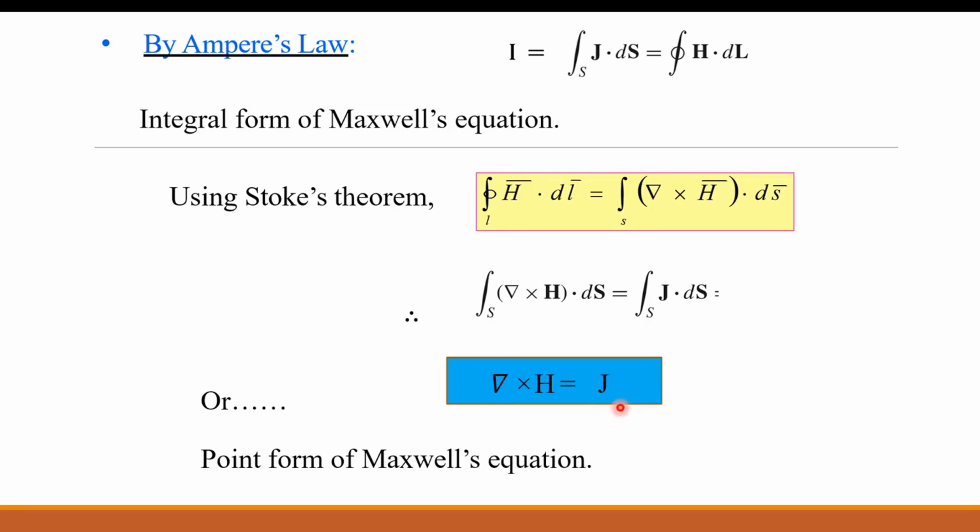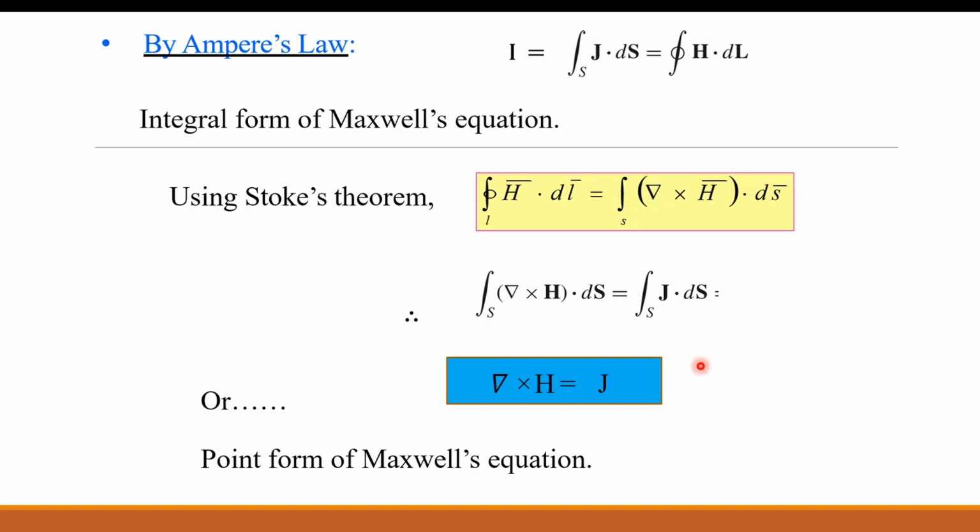So here again this cross sign is there, so this type of equation is known as point form of Ampere's law, a point form of Maxwell's equation derived from Ampere's law. Now here H is related to J and J is related to I. So field quantity is related to the source quantities. H field is related to the source, that is current I. So again I'm saying this is the point form of Maxwell's equation derived from Ampere's law. Del cross H is equal to J.